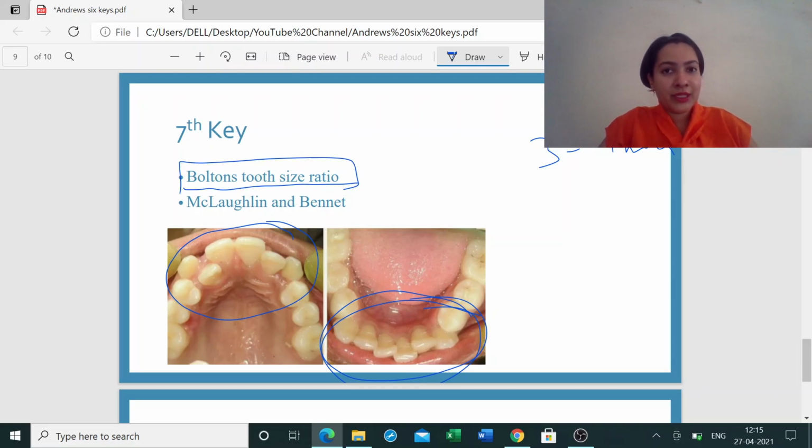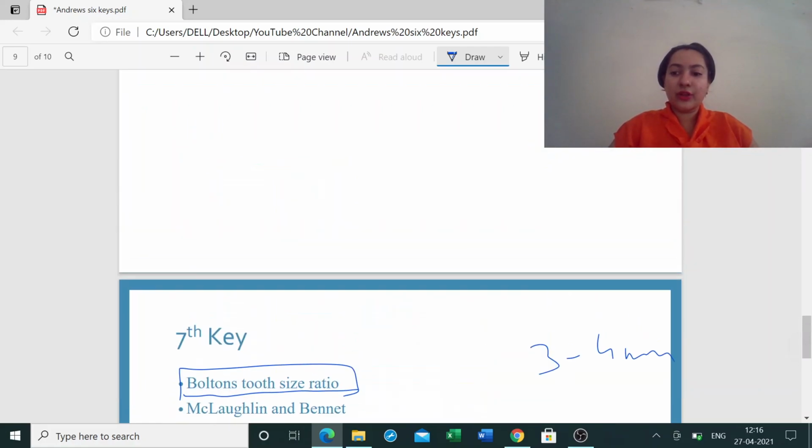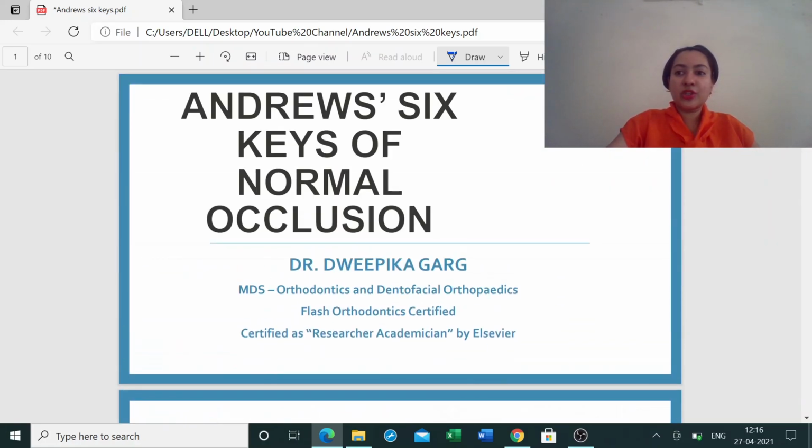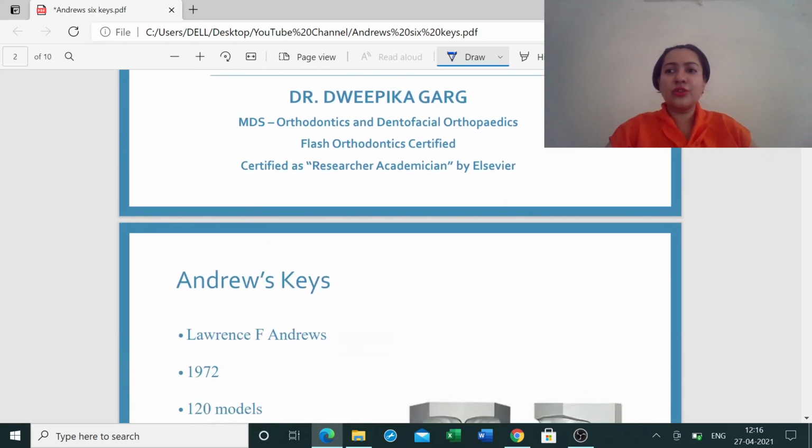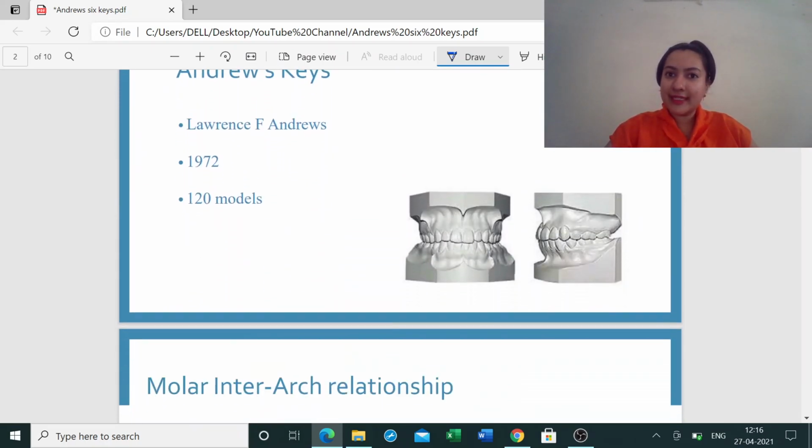Okay, so students, please note that there are 7 keys of occlusion now. The 7th key was not given by Andrews, it was given by McLaughlin and Bennett, and the 7th key is Bolton's tooth size ratio. Because of Bolton's tooth size ratio, you can know where the problem is, how much the problem is, and accordingly a treatment plan can be taken into consideration. So with this, I hope Andrews' 6 keys of occlusion and the 7th key are very clear to you people. So it was given by Andrews in 1972.